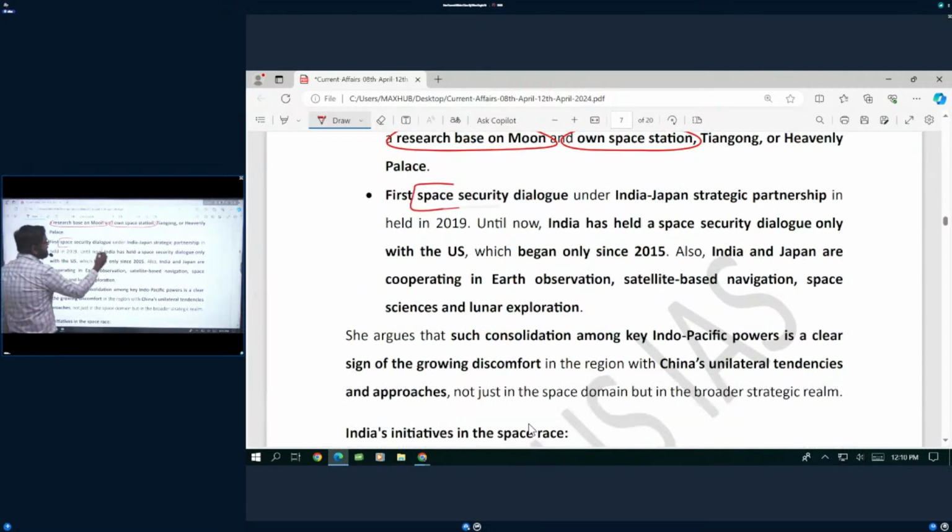We have initiated a space security dialogue. India and Japan together have initiated a space security dialogue for the same reason. Security in outer space, space police.